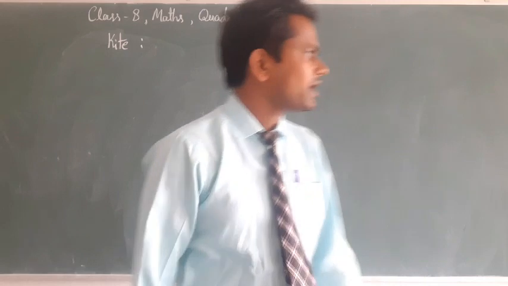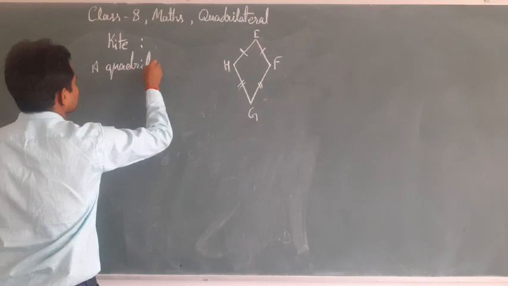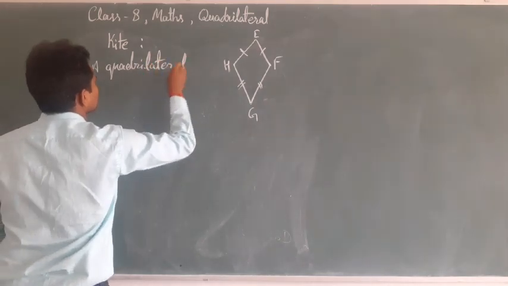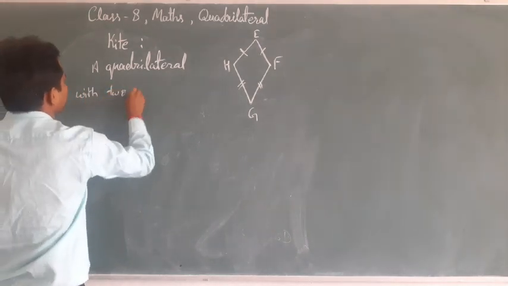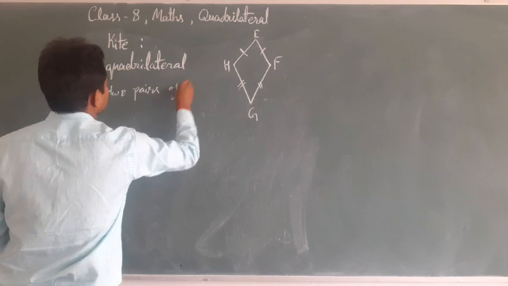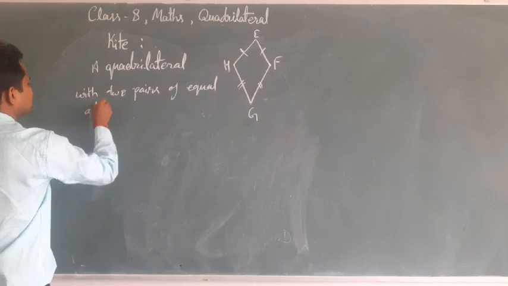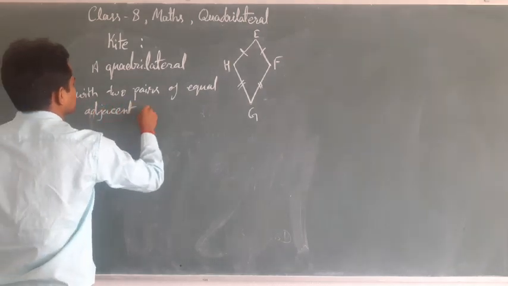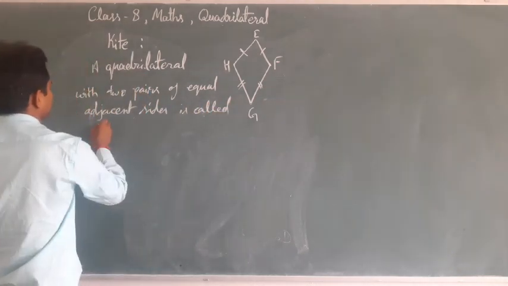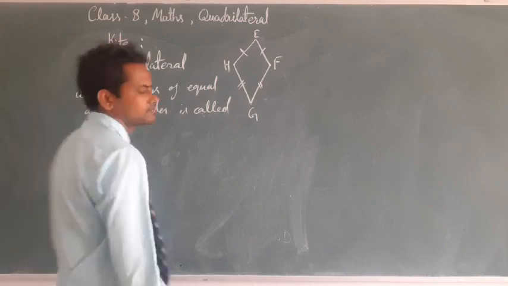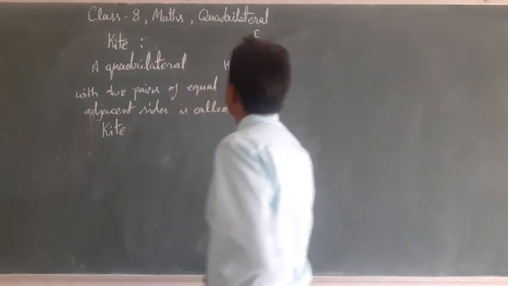So a quadrilateral with two pairs of equal adjacent sides is called a kite. Got it?